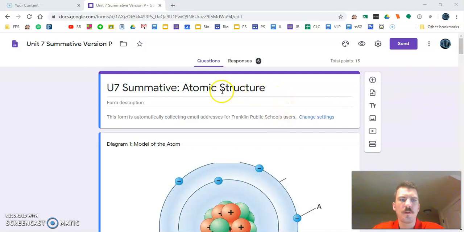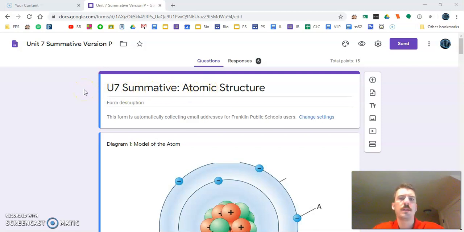This is feedback for the Unit 7 summative. I will be showing feedback for one of the versions. There are many versions that you guys took, so just go along with it. You might find a particular element that was not yours, but the format is all the same. So I will go through each problem, and you can compare how you did with the correct answers.